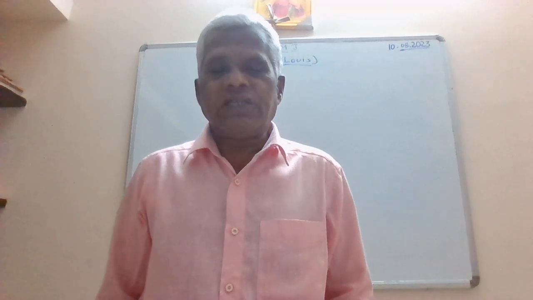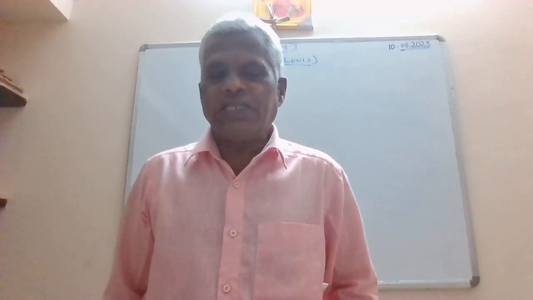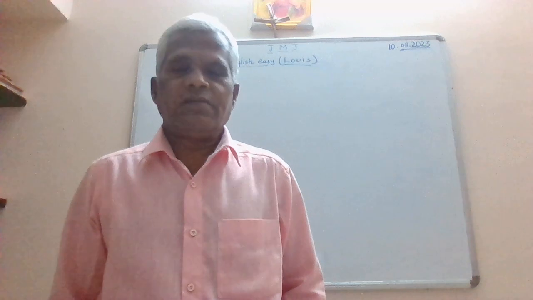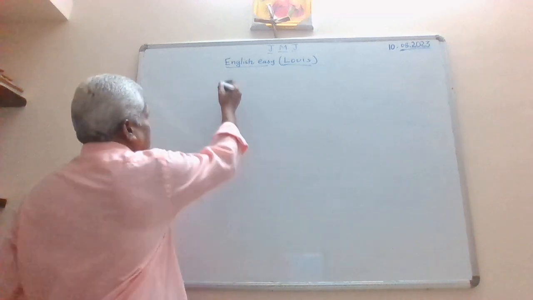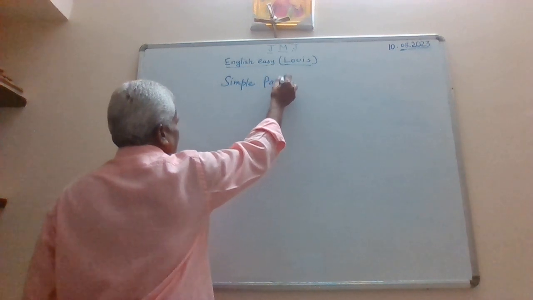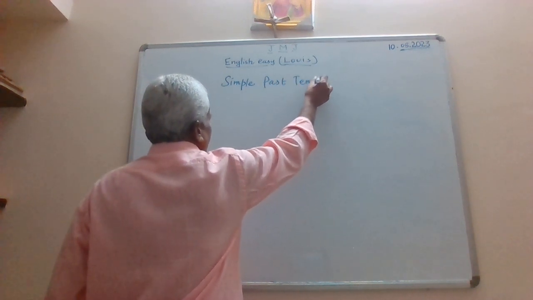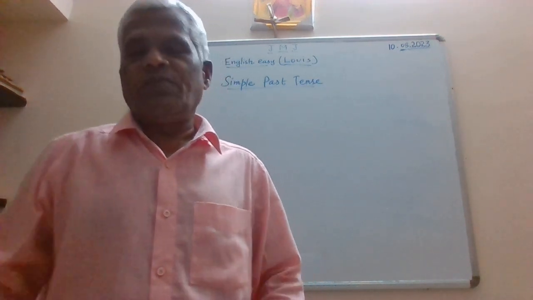Because we have completed so far the 4 types of tenses in present. We discussed present tense, present continuous, present perfect, and present perfect continuous. So we are done with the present category. Now we are moving to the next category, past tense. So let me write it on the whiteboard. Simple past tense. Alright, simple past tense.